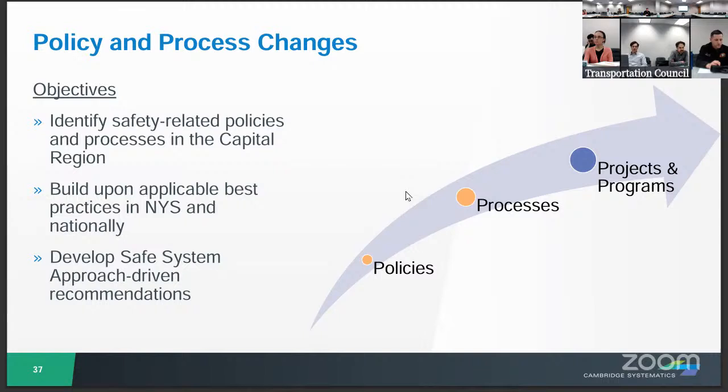Last time we discussed some of the best practices we've seen nationally, and in New York State. And really throughout all these, we're trying to make sure that we target all five key elements of the safe system approach: safe roads, safe road users, safe speeds, and post-crash care.